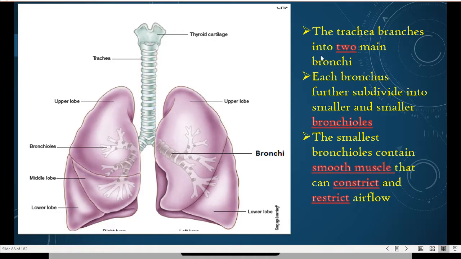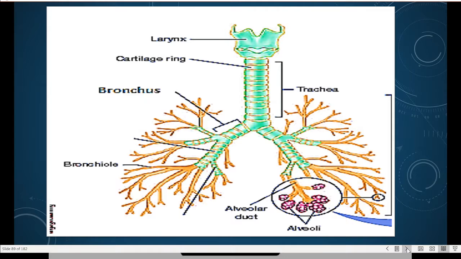The trachea, we talk about it branching into two bronchi, and here you have a representation of that. Here's the trachea branching into the left and the right bronchi. It further subdivides into smaller sections called bronchioles. And we talked already about that smooth muscle that's there that can constrict and actually restrict airflow. We see that with your asthma and your allergic reactions.